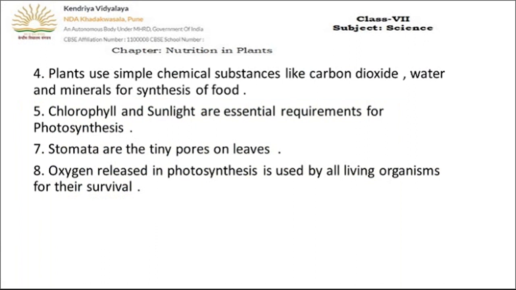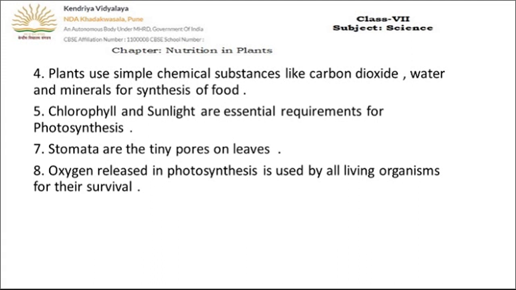Fine. These are again some revision points: plants use simple chemical substances like carbon dioxide, water, and minerals for synthesis of food. Plants need CO2, water, and some minerals, in the presence of sunlight and chlorophyll, to prepare their food. Okay. Then chlorophyll and sunlight are essential requirements for photosynthesis. Without these two things, photosynthesis cannot occur. During night time, there is no photosynthesis because there is no sunlight.